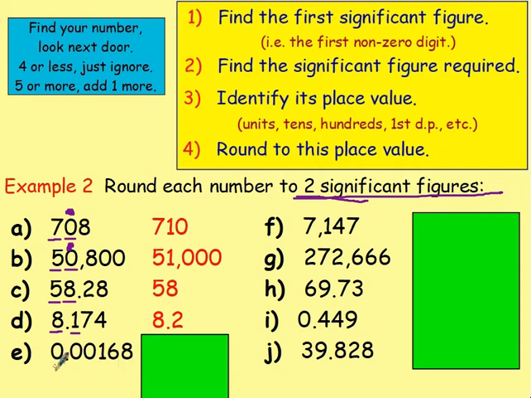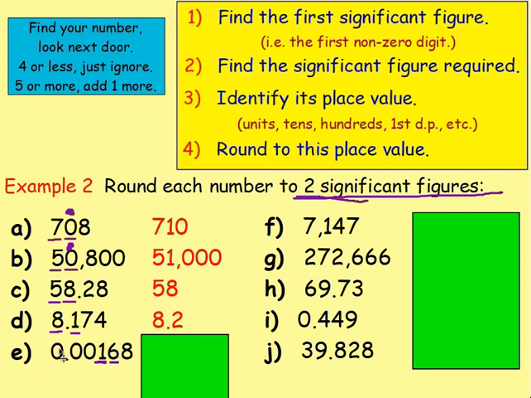With E, 0.00168. So the first significant figure, first number that is not a 0, is the 1. Beside that, we have the second significant figure, which there is the 6. That is in the fourth decimal place, so we want to round this number to 4 decimal places. To do that, we find our number, we'll look next door, it's 5 or more, so we add one more, so the 6 will go up to a 7, and we will stop.